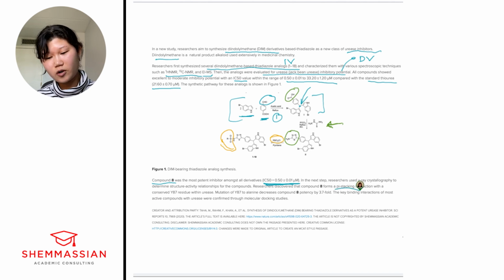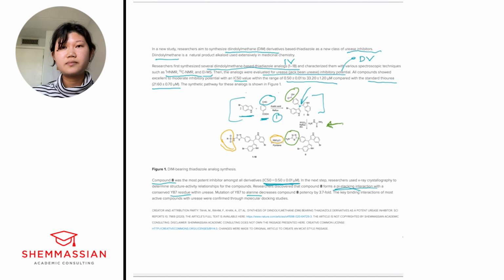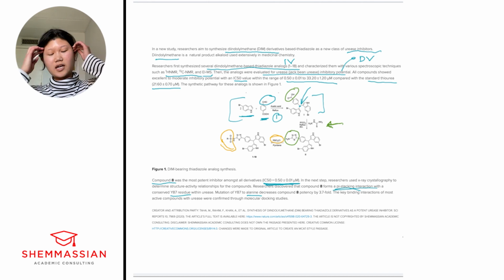So we know that it forms a pi stacking interaction with a conserved tyrosine 87 residue. Side note, you should know all your amino acids, their structures, abbreviations, both 3-letter and 1-letter abbreviation. And then now we also get more information about a mutation. So if it's mutated to alanine, it decreases compound 8's potency. So basically noting compound 8, its interaction with the conserved tyrosine residue and the mutation to alanine. All of those are super important in this paragraph.